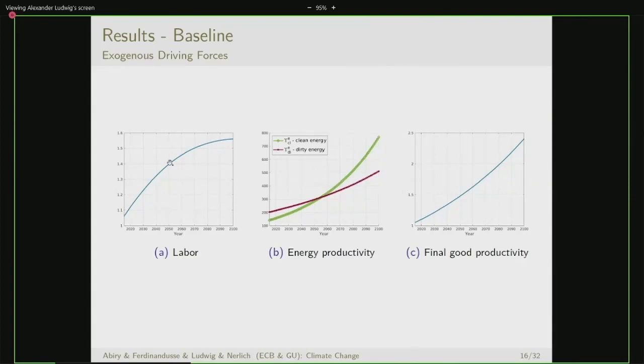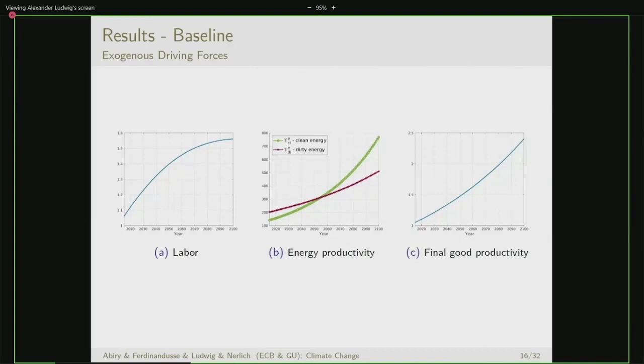So we feed into the model population dynamics, which we take from the United Nations Population Division. And in the initial baseline, we assume that there is no demographics in the model. So basically, we assume that the retirement age increases such that the working-age-to-population ratio is constant.